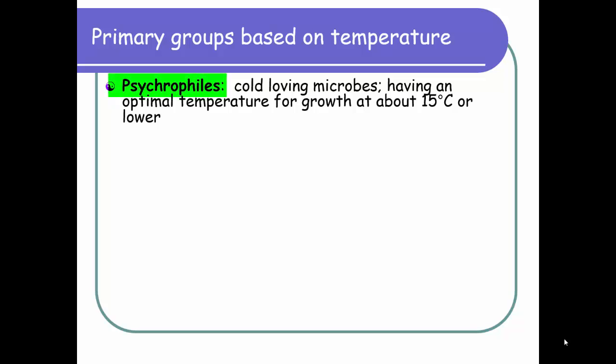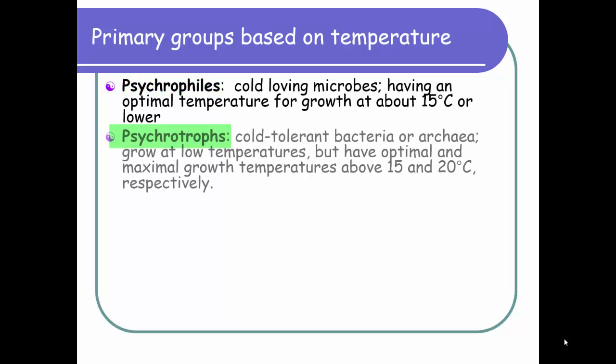The psychrophiles are cold-loving microbes, having an optimal temperature for growth at about 15 degrees Celsius or slightly lower. The psychrotrophs are cold-tolerant bacteria or archaea. They tend to grow at low temperatures but have an optimal maximal growth temperature above 15 and 20 degrees respectively for the bacteria and the archaea. These are perfectly happy in the refrigerator.